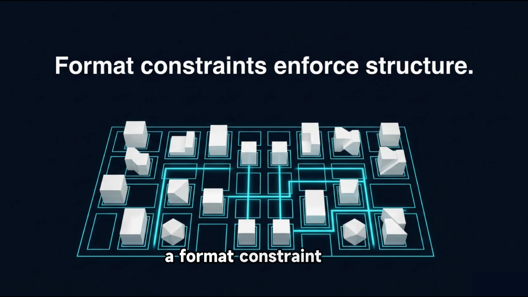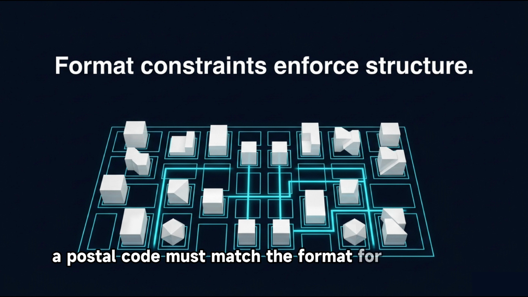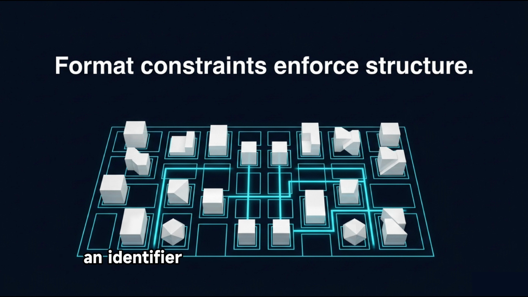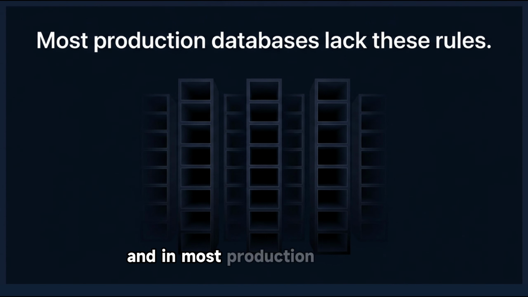A format constraint says, this value must match a specific pattern. A phone number must contain only digits. A postal code must match the format for its country. An identifier must follow a defined structure. Each of these sounds obvious. None of them are enforced automatically. You have to define them. And in most production databases, most of them are absent.